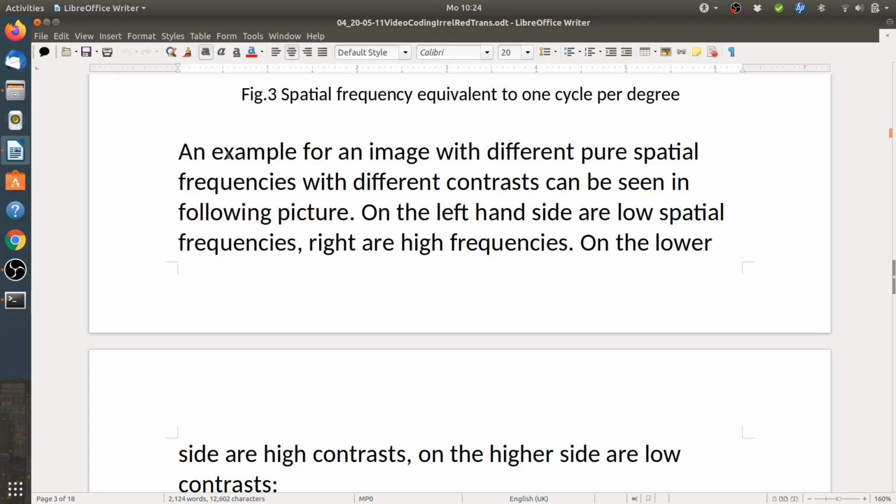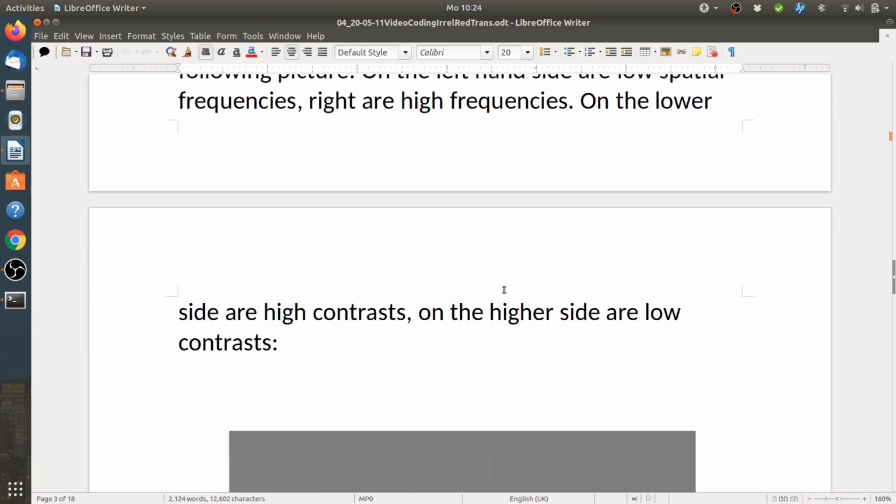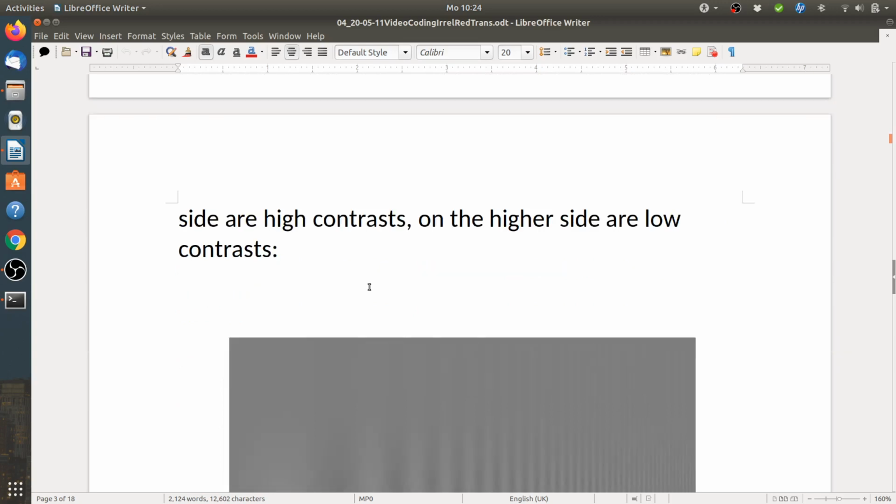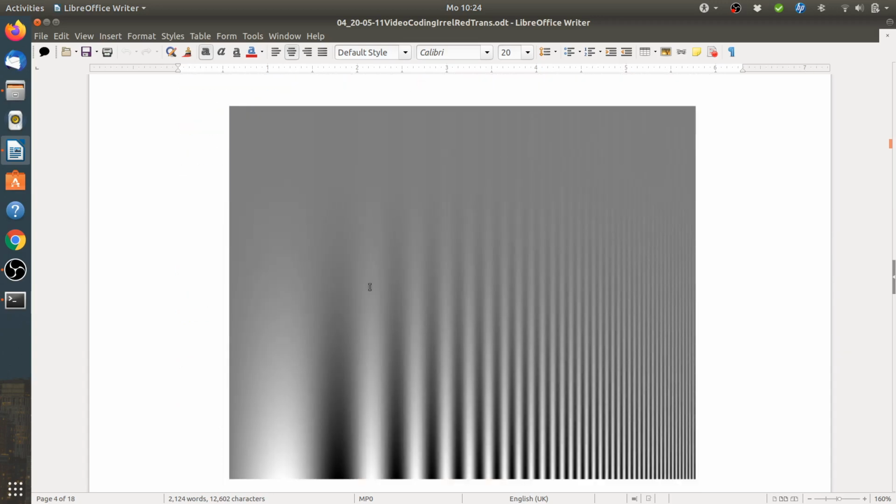So an example for an image with different pure spatial frequencies with different contrasts can now be seen in the following picture. On the left hand side there are low spatial frequencies, on the right are high frequencies. On the lower side are high contrasts, and on the higher side are low contrasts. So here's our test image.